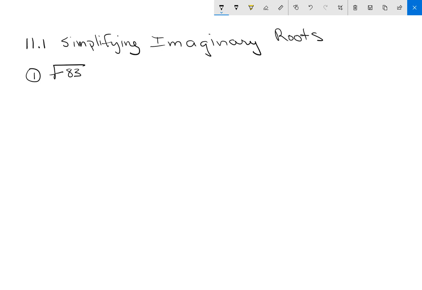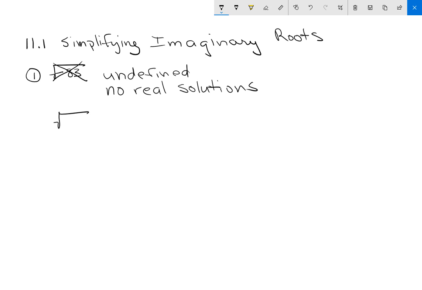Okay, as you know, you cannot take the square root of a negative number in the real number system. Cannot do it, undefined. You might say there's no real solutions. But lucky for us, we know about imaginary numbers, and there is a solution in the imaginary number system.